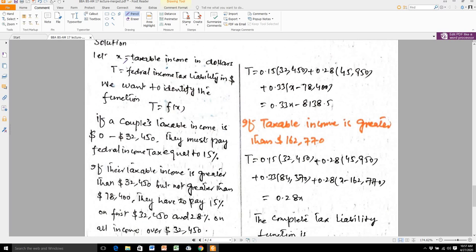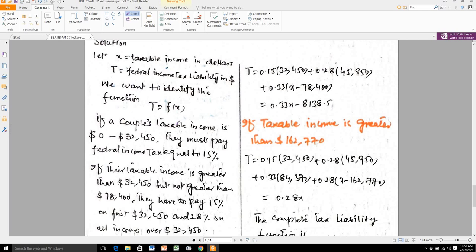The solution is: let x be the taxable income in dollars. Then T is the federal income tax liability in dollars. We want to identify the function T equals f of x.